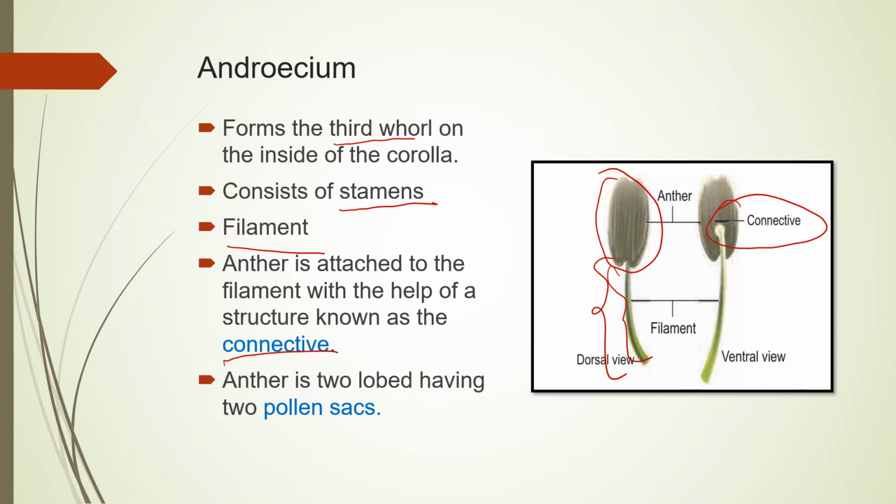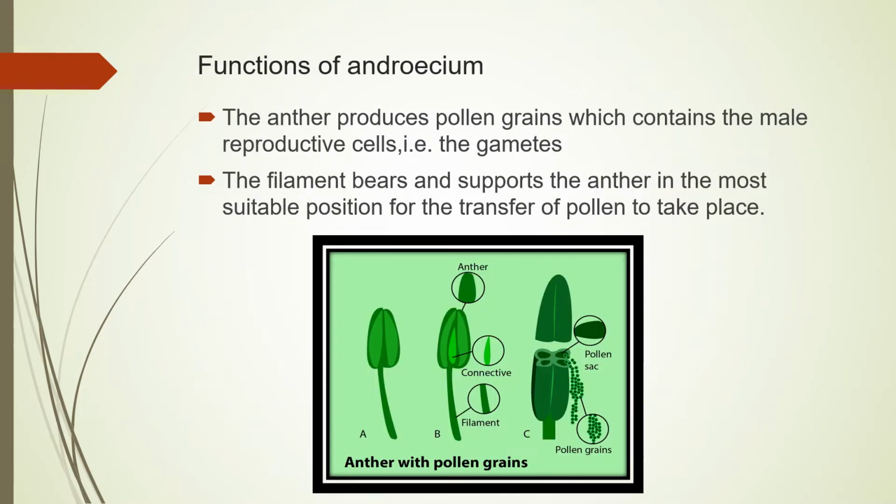Now each anther has two lobes. We can see the lobes here, and each lobe has pollen sacs. In the next slide we will see the pollen sacs. Thus each anther is made up of 4 pollen sacs. If we cut the anther, we will see that it is made up of 4 pollen sacs. The anther is bilobed, we all know that. Let us move on to the next slide and see what we can see when we cut open the anther. It has 4 pollen sacs.